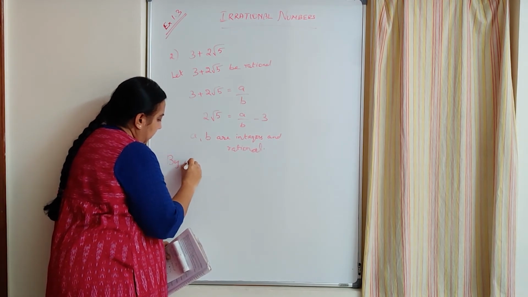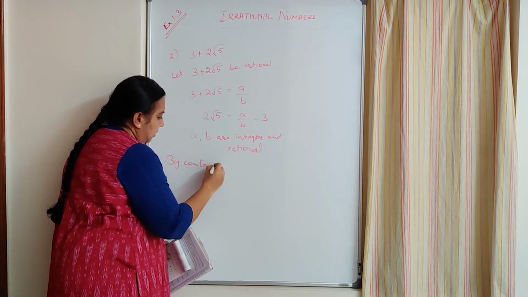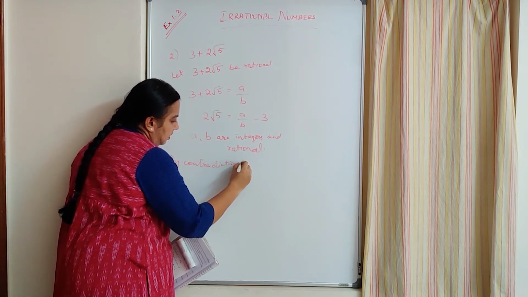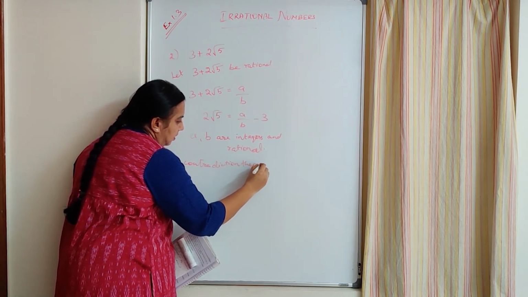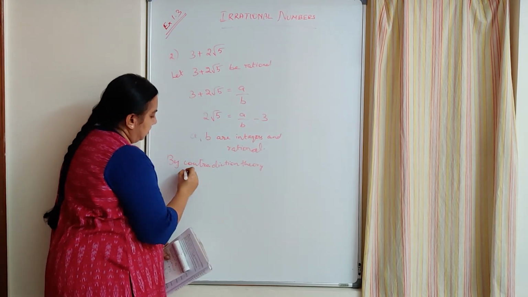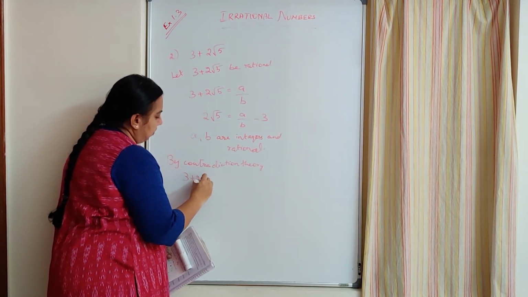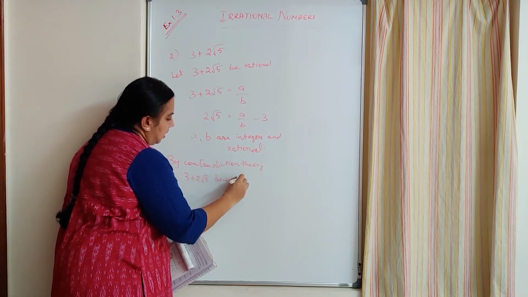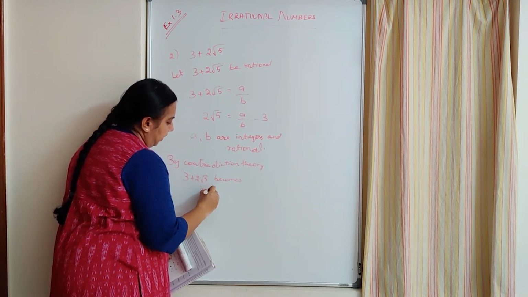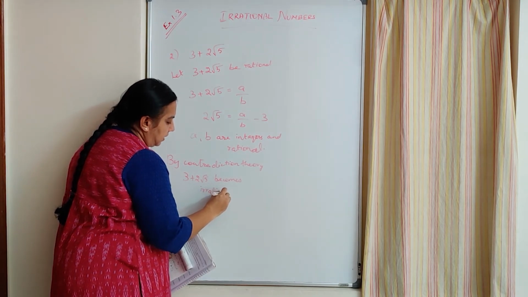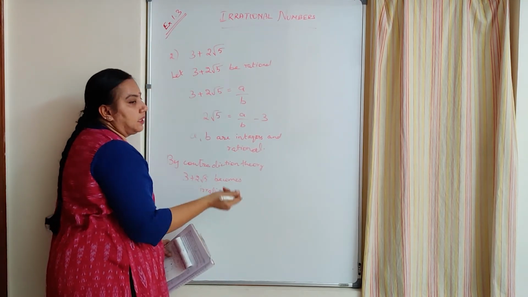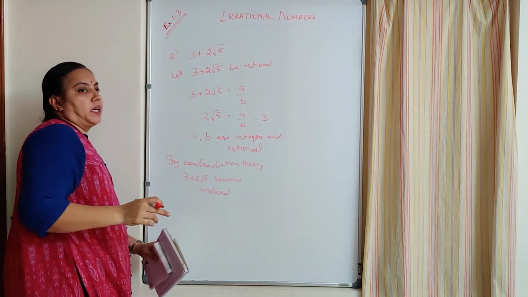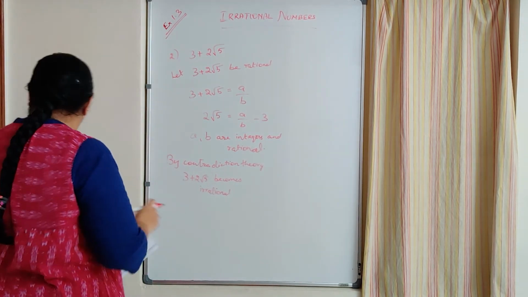By contradiction theory, this 3 plus 2 square root of 5 becomes irrational. The very first question only has got the answer. We are just using the answer which we have got from the first question. Okay, we will go back to the third sum now.